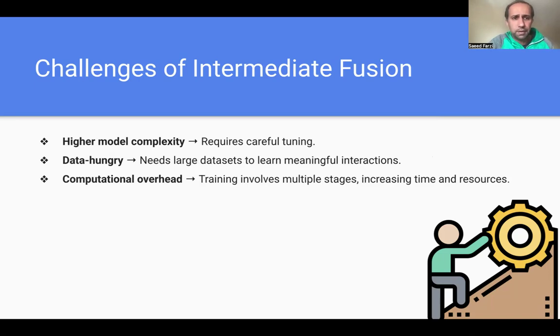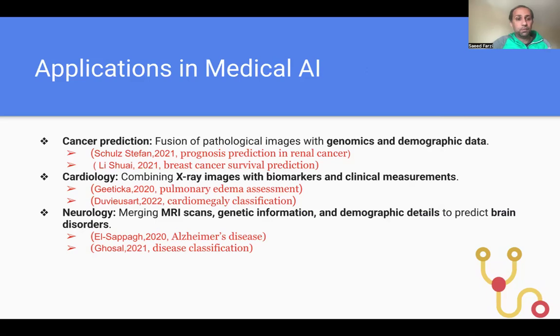Let me talk about the challenges. Higher model complexity. Of course, we know we have at least three models here to be trained. Data hungry, we need lots of data, and of course, computational overhead.